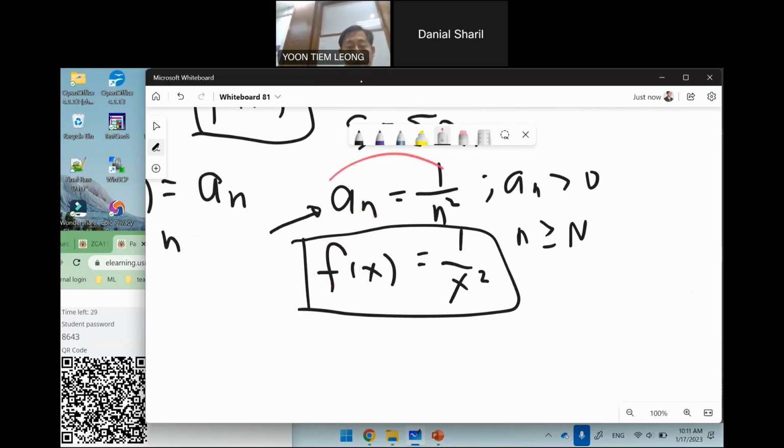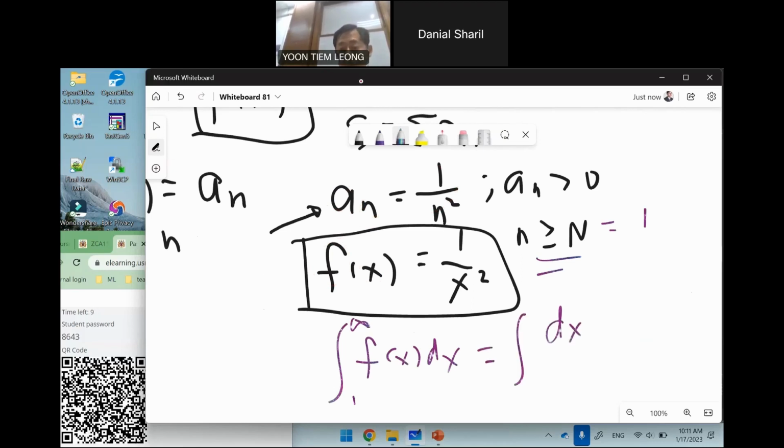So given this, you write down a corresponding function. Then you try to integrate the function for x equals 1 all the way up to infinity, from 1 to infinity, and see what the integration is. There are only two possibilities: either the integral at infinity for the function f converges or diverges. There's no other way around.